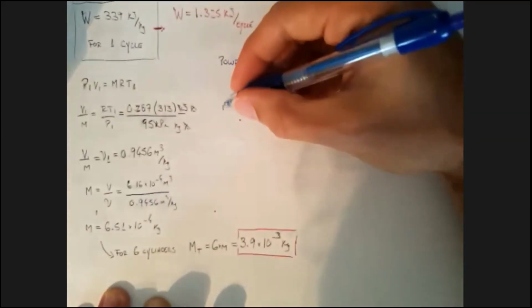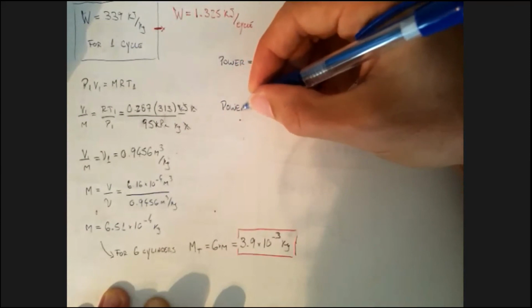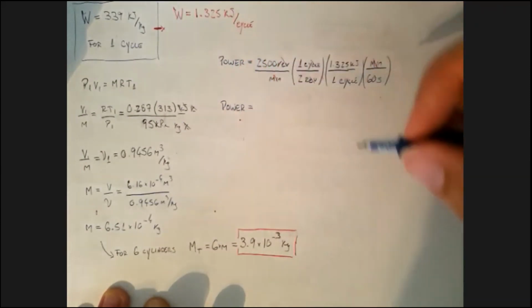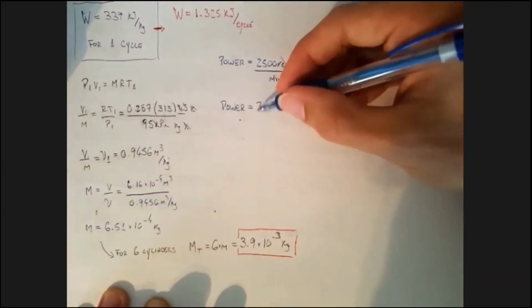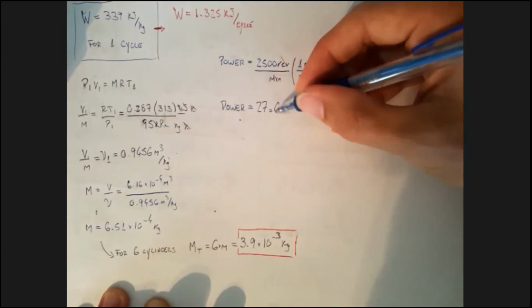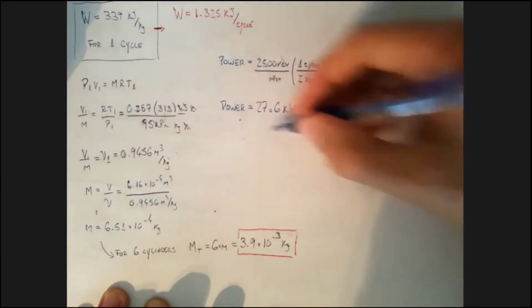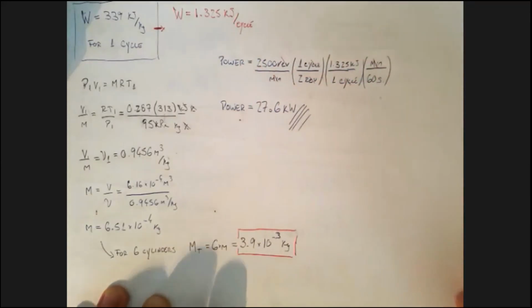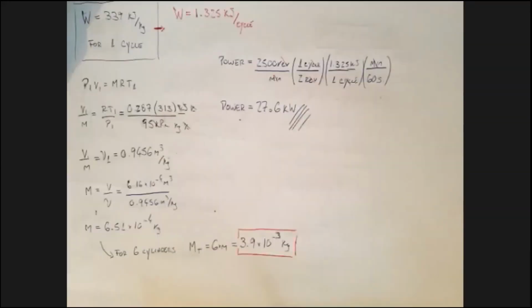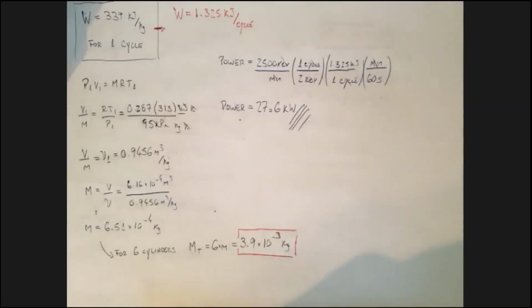So the power output of this will be 27.6 kilowatts. That's right, hopefully, unless I did anything wrong. So that's going to be 2,500 divided by 2, divided by 60, and multiplied by 1.325.